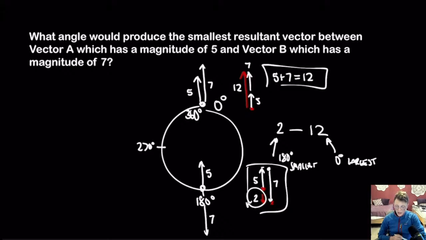So what angle would produce the smallest resultant vector between these two vectors? Well, that's going to be 180 degrees. And it will always be 180 degrees. That's never going to change. If these were, I don't know, 5 and 10 or 12 and 15, it's always going to be 180 degrees between these two things, giving you the smallest, and 0 degrees giving you the greatest.